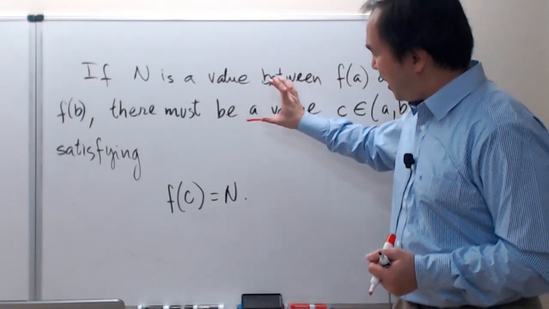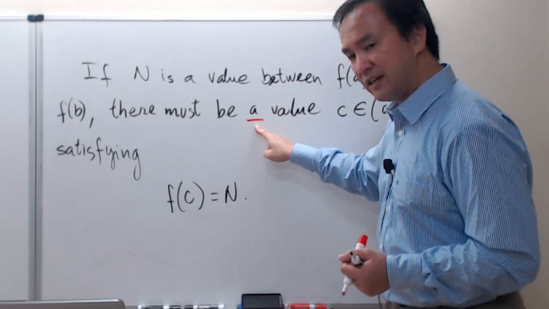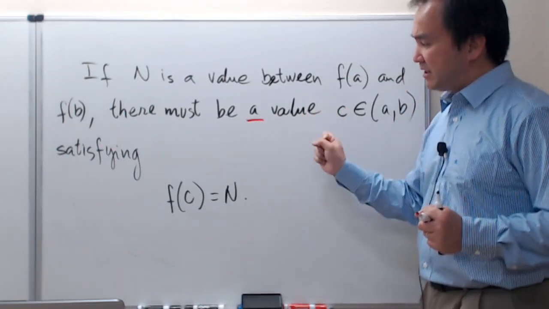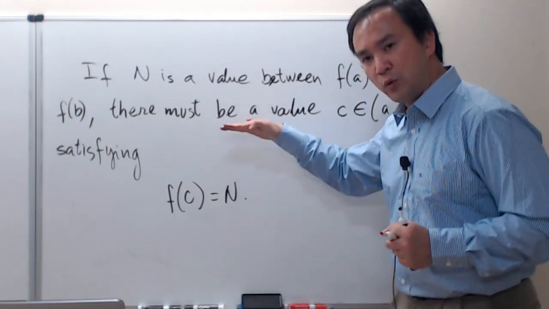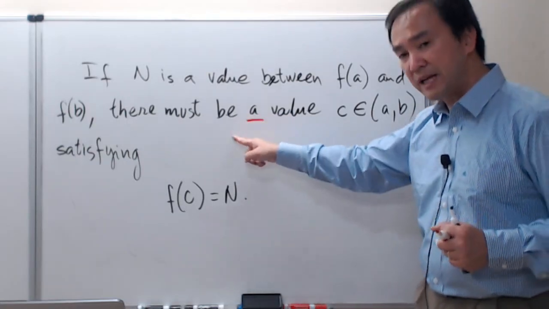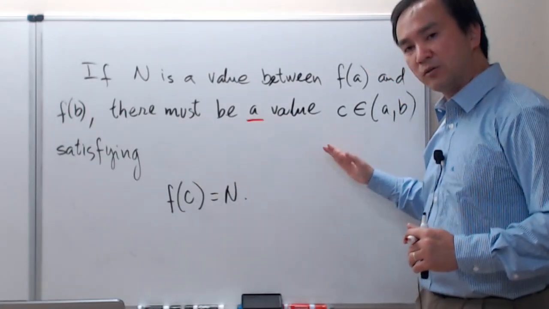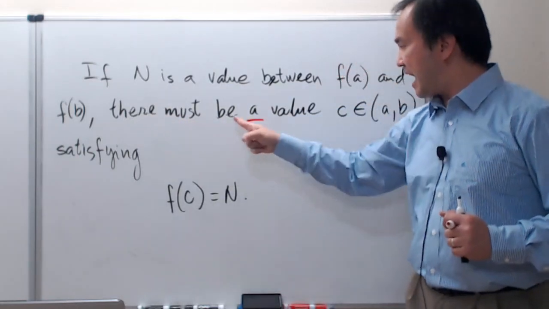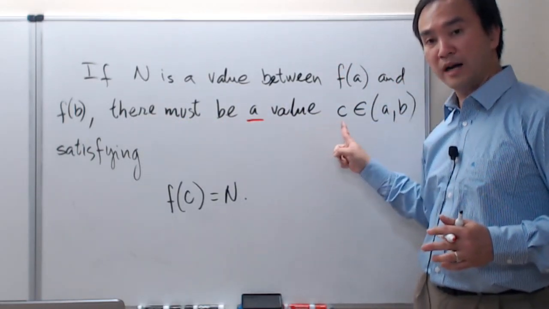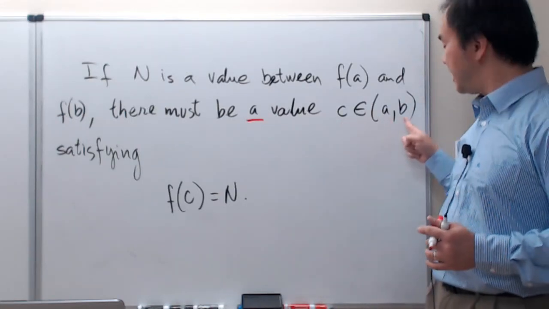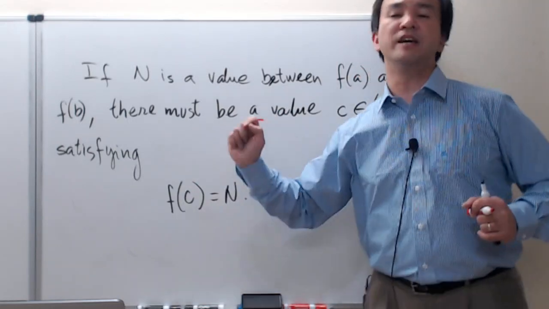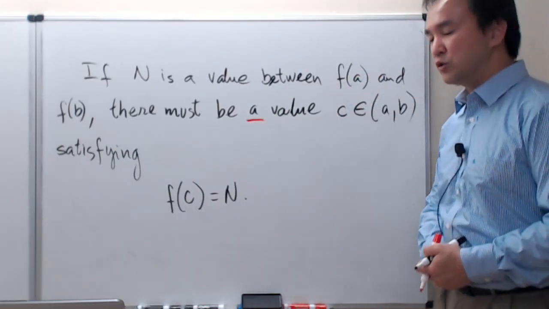But why do I particularly underline this term here? Because here's the usefulness of that. If the theorem can guarantee for you a value c inside of this interval, that means there could be another one, and another one. In other words, there must be at least one solution c inside of this interval from a to b that satisfies this equation f of c equals n. And that's the usefulness of that.